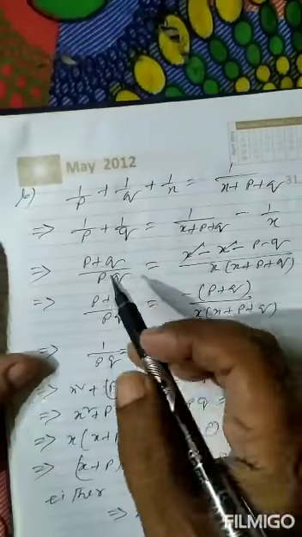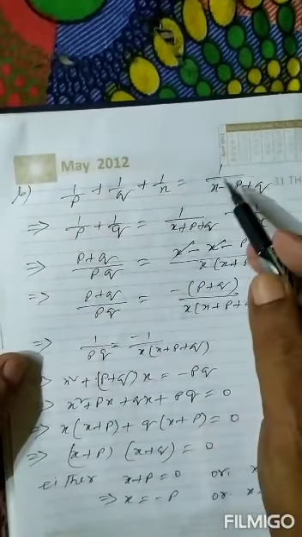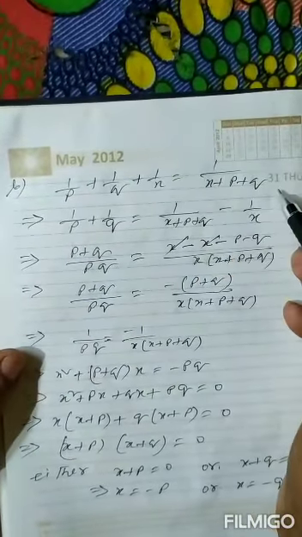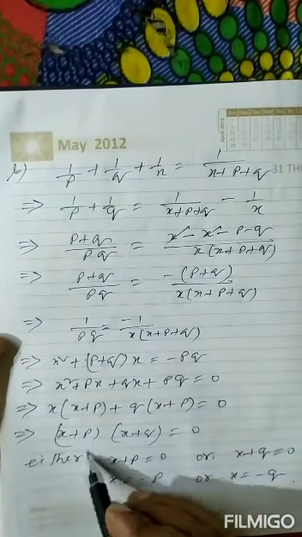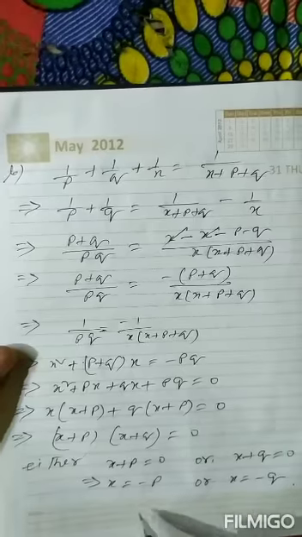The question: 1 by p plus 1 by q plus 1 by x equal to 1 by x plus p plus q. Solving, we get x plus p into x plus q equal to 0, where x equal to minus p or x equal to minus q.